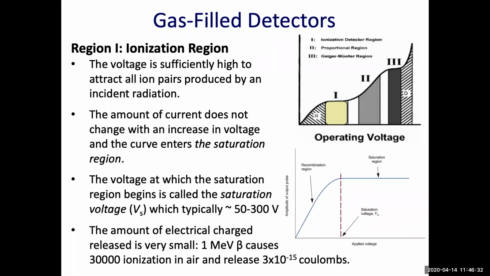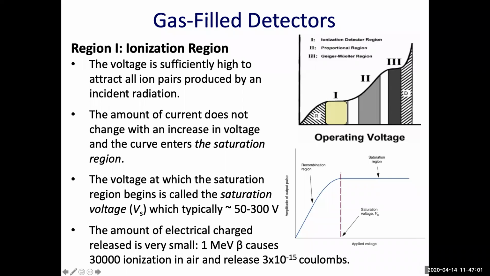The energy required by a single ionizing radiation event to produce one ion pair is approximately 34 electron volts. So to produce one ion pair, you need at least 34 electron volts. Thus, a 1 million electron volt beta particle causes about 30,000 ionizations in air and releases a total electrical charge of only approximately 3 times 10 to the power minus 15 coulomb.